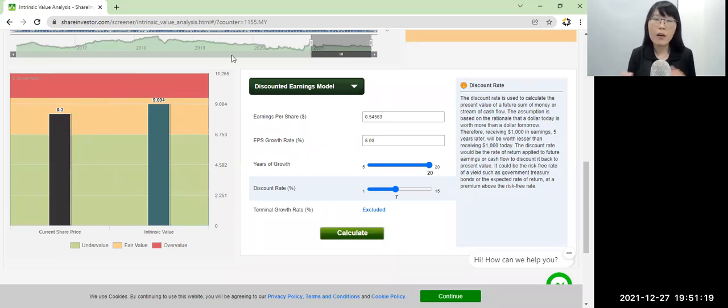So all of this calculation is based on the earnings per share growth rate, years of growth, discount rate, and so on. Okay. Do you feel these features are very powerful to you?